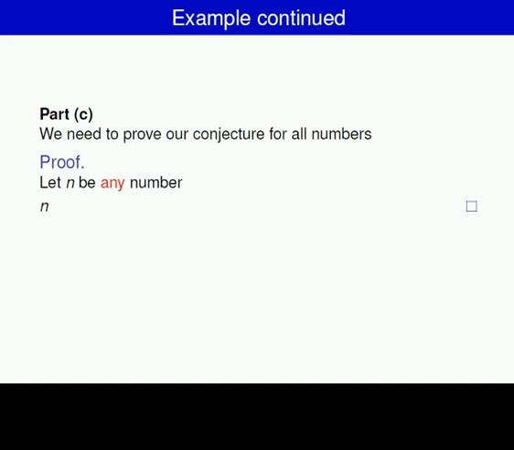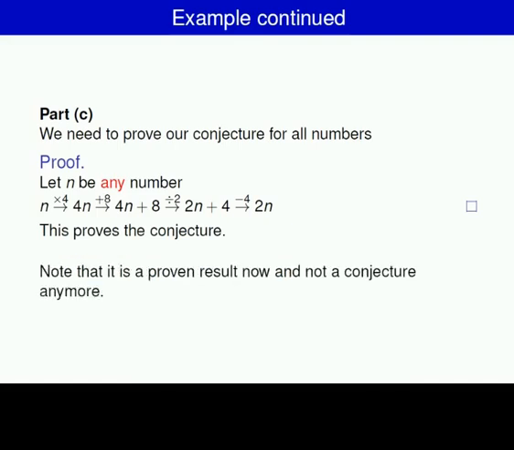Let's try that. You're starting with n. Multiplied by 4, we get 4 times n. Add 8, we get 4 times n plus 8. Divide by 2, we get 2n plus 4. Subtract 4, we get 2n. So we started with n, we got 2n. And that's twice n. This proves our conjecture. As a note, our conjecture is not actually a conjecture anymore because it's a proven result now. It's not guessing.